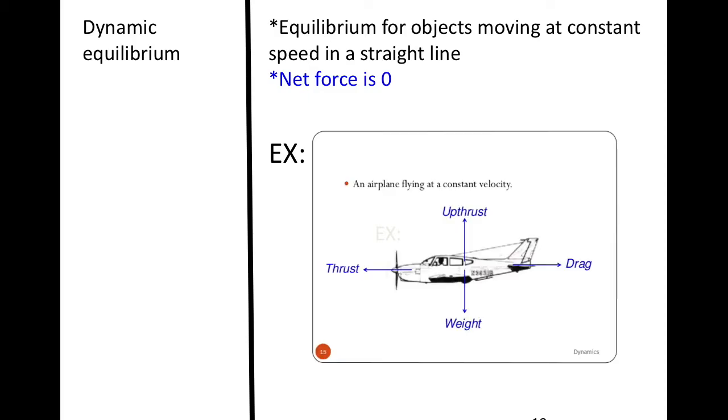Dynamic equilibrium, in contrast to static equilibrium, is equilibrium for objects that are moving in a straight line, and therefore their net force is zero. For example, here is an airplane that is flying, and it has thrust propelling it forward. However, it is experiencing drag of the same magnitude as its thrust. The upthrust is negating the weight. So here we have balanced forces equaling a net force of zero.